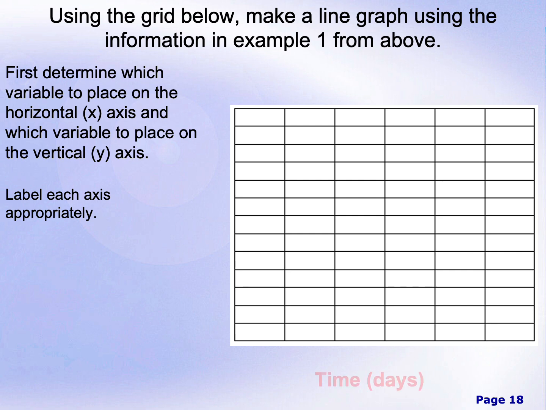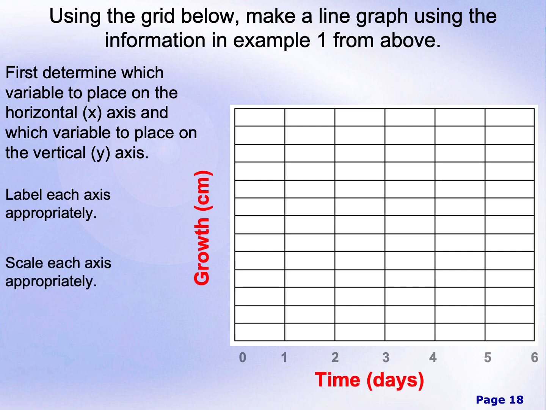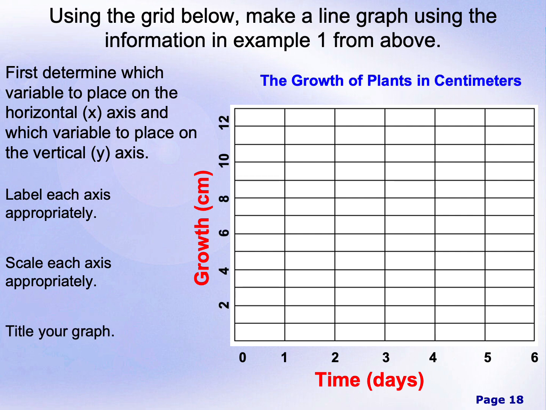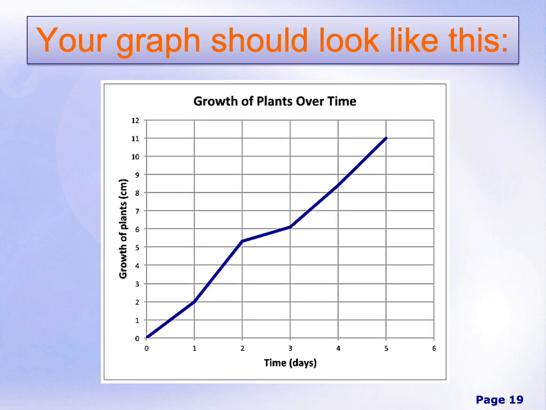From example 1, time measured in days, in this case, is the x-axis, and growth measured in centimeters is the y-axis. So when we plot the x and y coordinates, what we're going to create is a line graph like this.